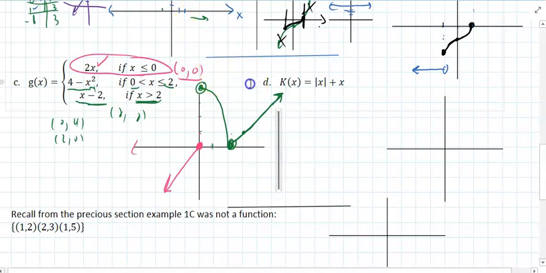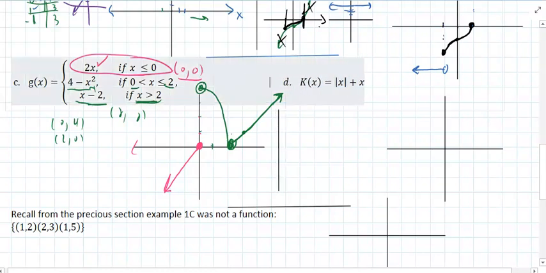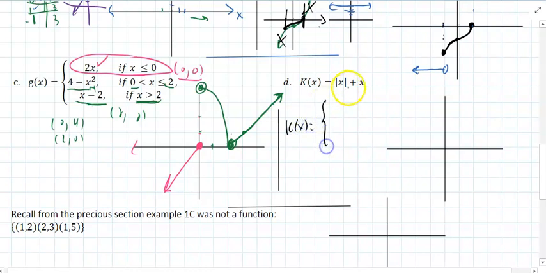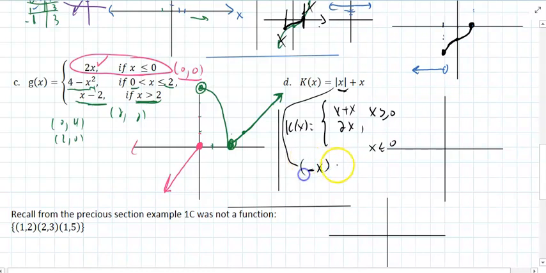And how about if we wanted to look at part D? Part D, we have to split ourselves. We have to say k of x is going to equal the absolute value. If x is bigger than or equal to 0, I don't need the absolute value. That would be x plus x, which is 2x. And if x is less than or equal to 0, then that absolute value will be a negative x, right? Plus x, that would be 0. So this will look like y equals 2x if x is bigger than or equal to 0.